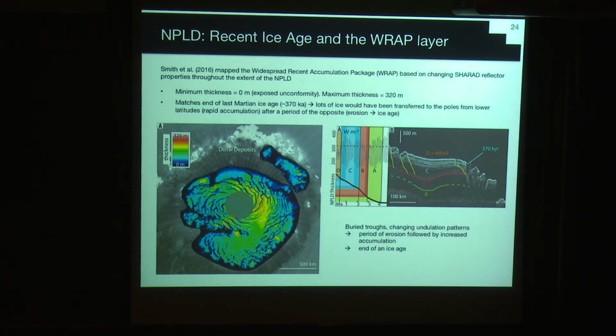Okay, Shane kind of really already showed this as well. Isaac published a paper last year showing that the most recent accumulation has sped up, and this is shown by the extent of this unconformity here to the widespread recent accumulation package, which is basically this top group of layers and reflectors here.